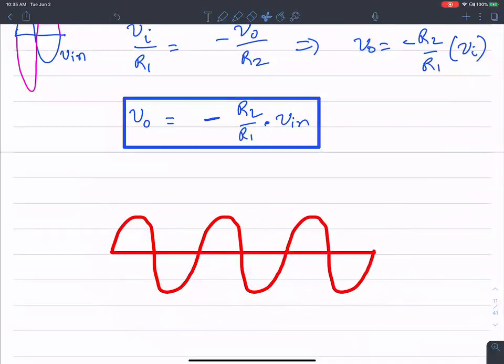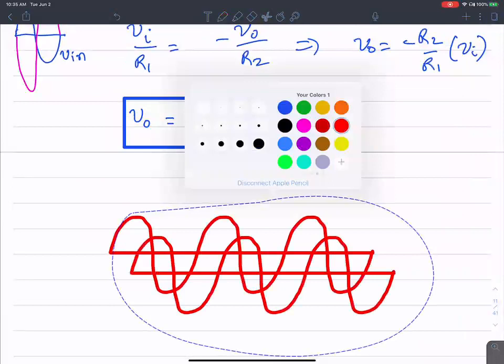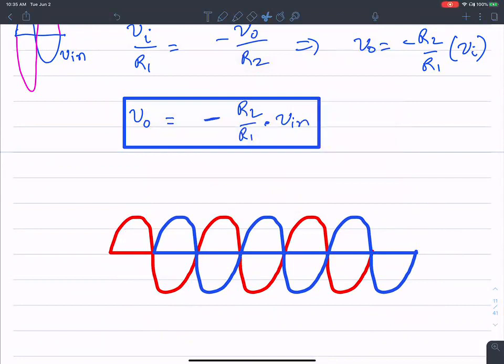So let's say that's my input. Now the output is shifted by 180 degrees. So the idea is that it appears inverted. If you forget this part of the circuit, all I have done is shifting a sine wave by 180 degrees, and it appears inverted. So your question is, can I draw this circuit as a shifted sine wave instead of an inverted circuit? Well, they're both the same. Does that answer your question? Yes, thank you.